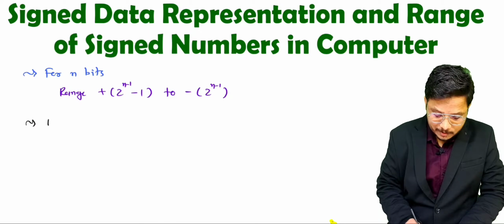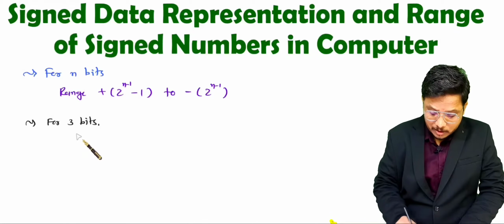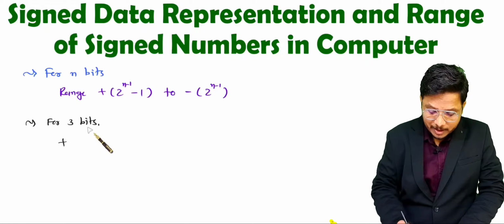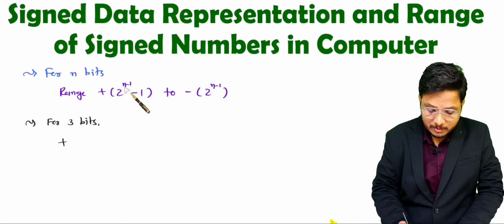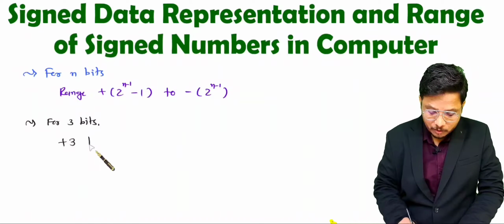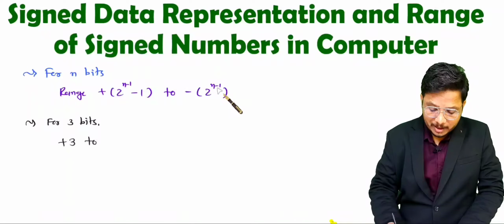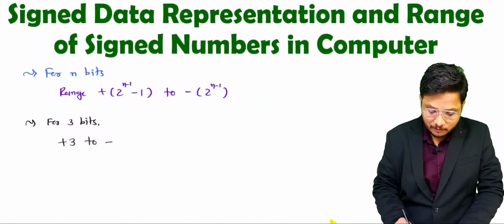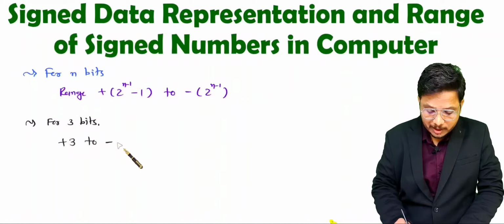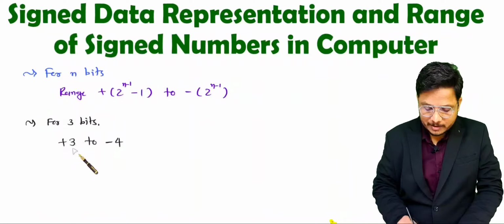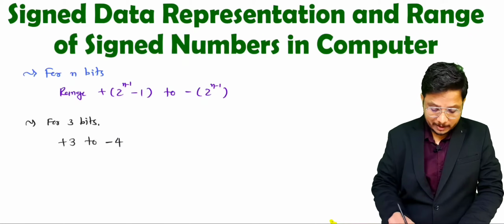For 3 bits, what will be the range? For the positive number, it will be 2 to the power n minus 1, means 2 to the power 2, minus 1, means positive 3, to minus of 2 to the power n minus 1, so minus of 2 to the power 3 minus 1, means 2 to the power 2, so that will be minus 4. So for 3 bits, the range will be plus 3 to minus 4, right?